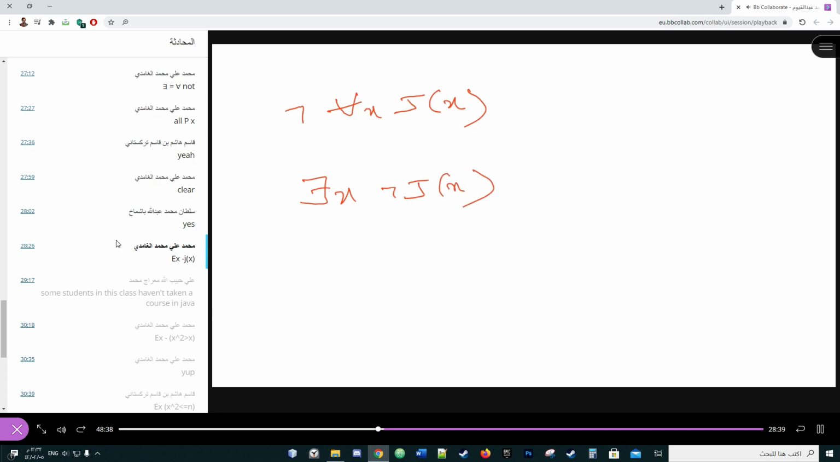Don't try to translate this into English. It won't make sense. But if you do try, you can say it is not the case that every student in your class has taken a course in Java, or you can say there exists at least one x who has not taken a course in Java. So this is the negation of that statement.